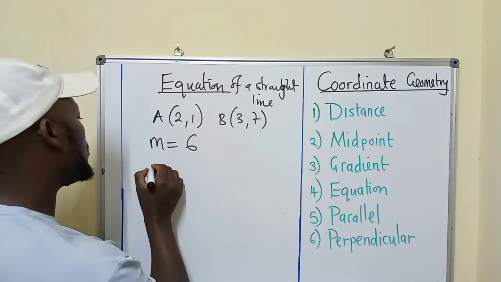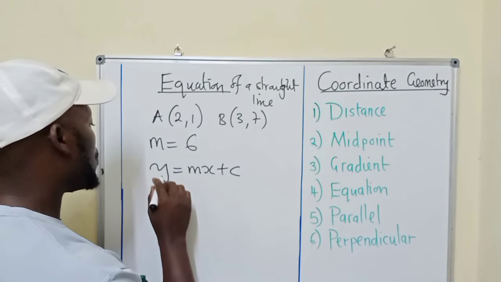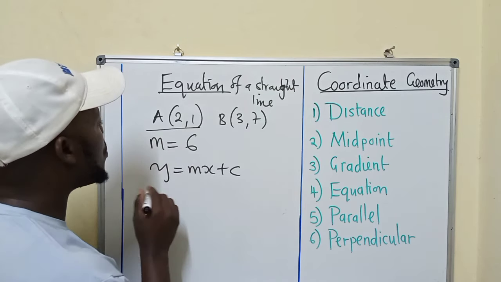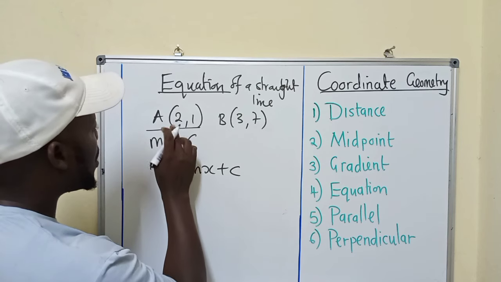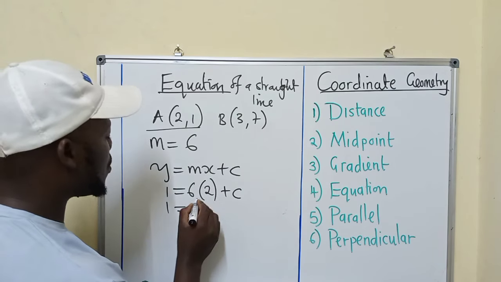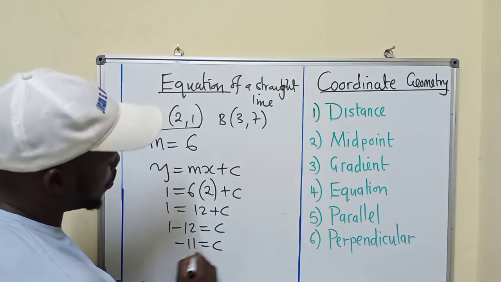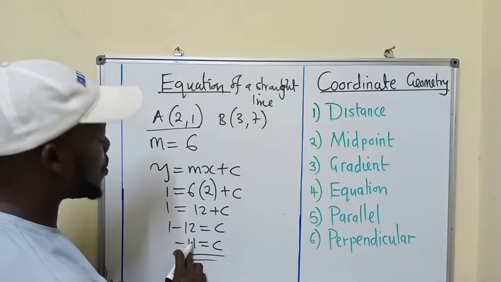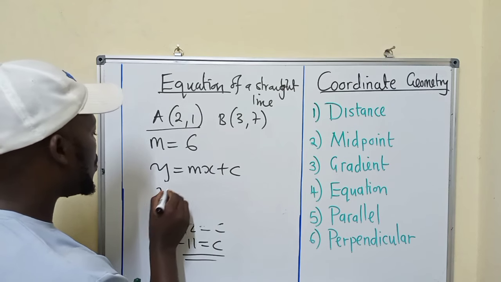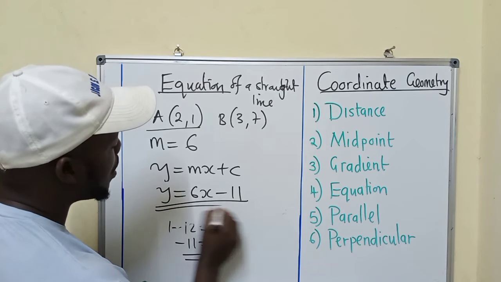So we shall say y is equal to mx plus c. This is the formula that we need to use. Between these two points, A and B, we pick one that we work with. So I'm going to go with the point A. So my y there is 1, my M is 6, my x there is 2, plus c. So this is what we have. You solve, group the like terms. We shall get our c to be equal to negative 11. After finding this negative 11, you plug it here. So we shall say y is equal to 6x minus 11, because c is negative 11, and this is our equation.